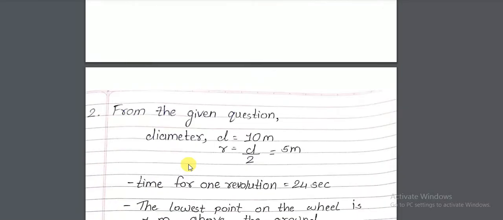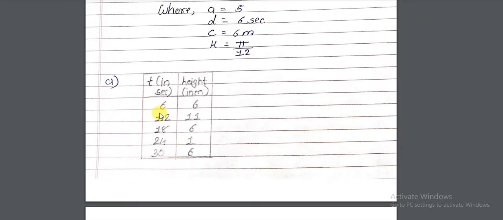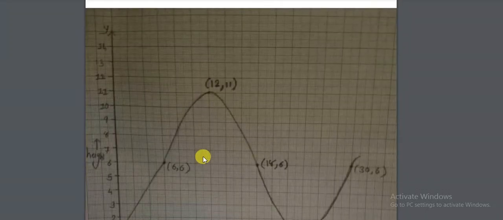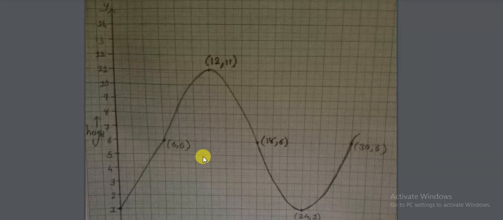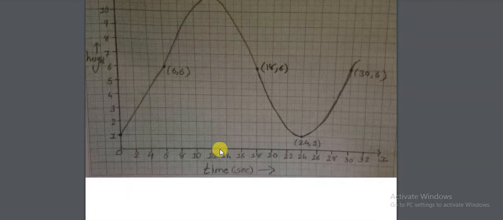So we know the trigonometric equation and the amplitude. a is equal to 5, d is equal to 6 seconds, c is equal to 6 meters and k is π/12. We can take points on the graph where t is 6, 12, 18, 24 and 30, and the height is 6, 11, 6, 1 and 6. So here is our graph. Taking all points on the graph, our graph would be like this. It is a time versus height graph.